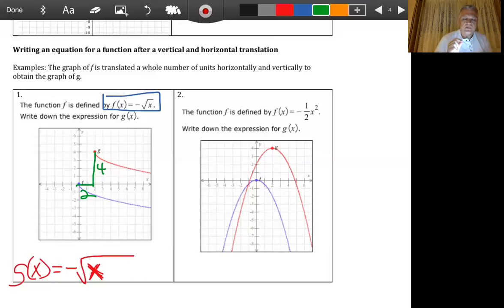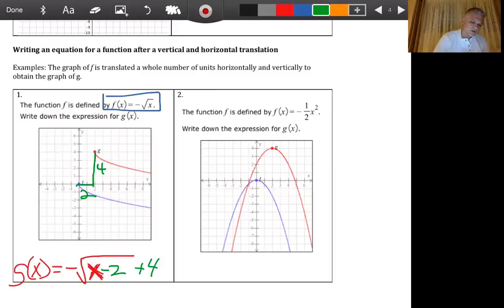Remember, in with the x is right, left. So minus 2 will get us 2 units to the right. So in with the x under the square root, we're going to put the minus 2. Now, up 4. Up is going to be a y, so it's going to be outside of the square root. And because it's up, it's plus. That's your answer.